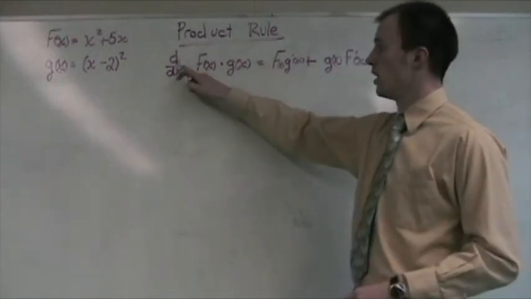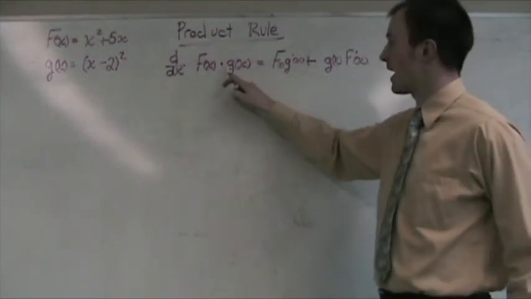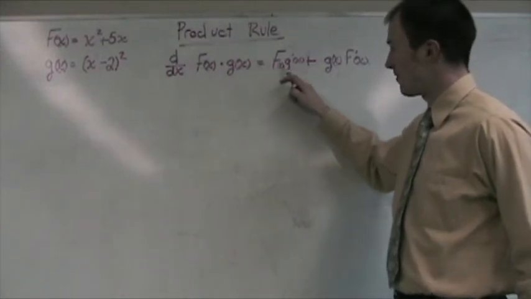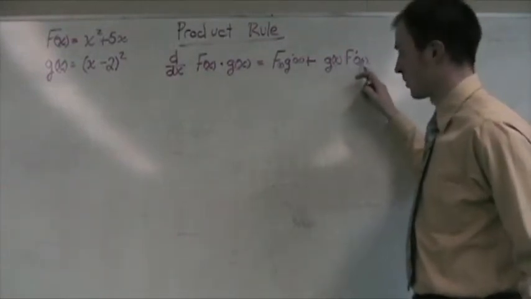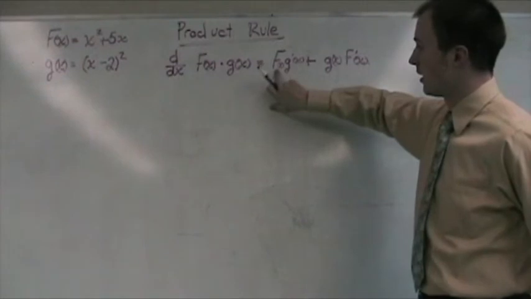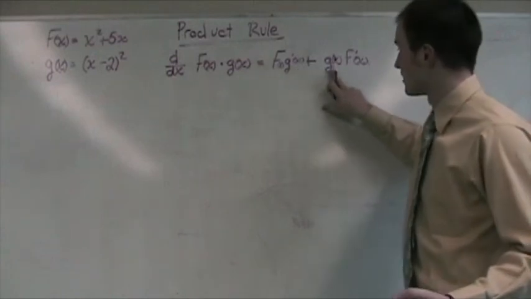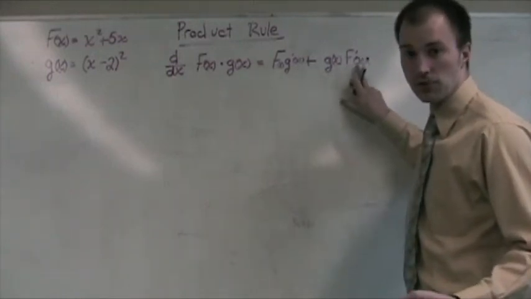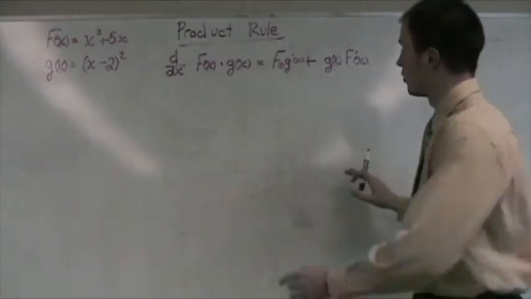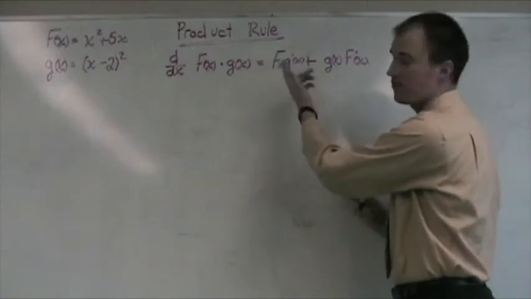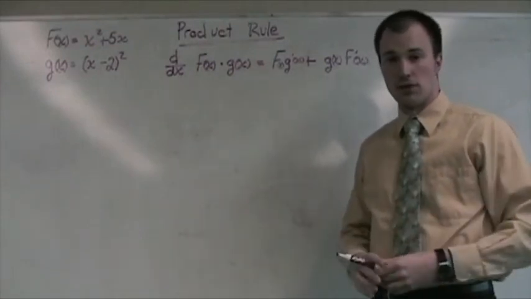And the rule here is the derivative with respect to x of f of x times g of x is equal to f of x times g prime of x plus g of x times f prime of x. So you should notice here that a pattern would be first times the derivative of the second plus the second function times the derivative of the first function. In any one of these terms, there's only one derivative being taken. In the front end, it's g prime. In the back end, it's f prime. So first times derivative of second plus second times derivative of first.